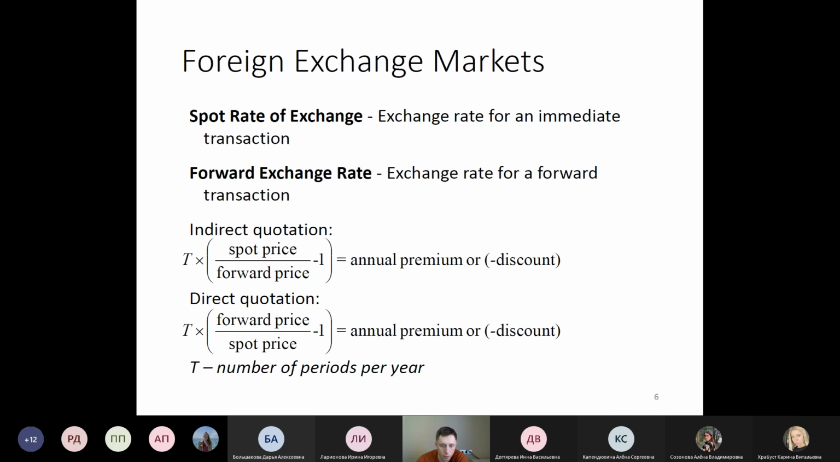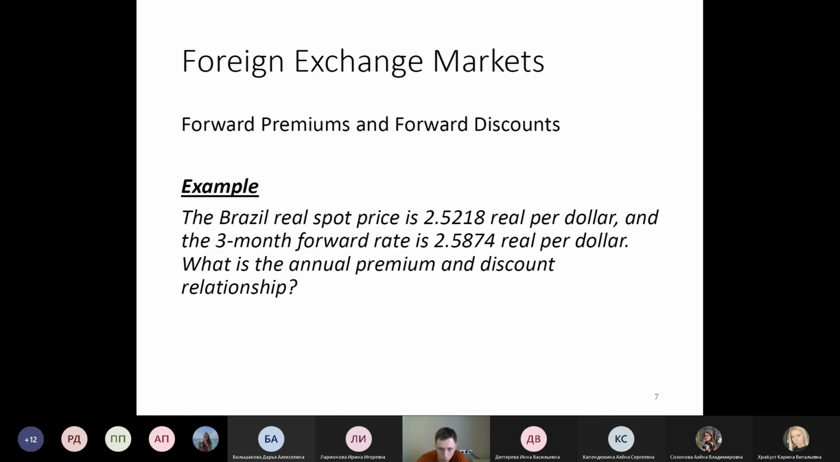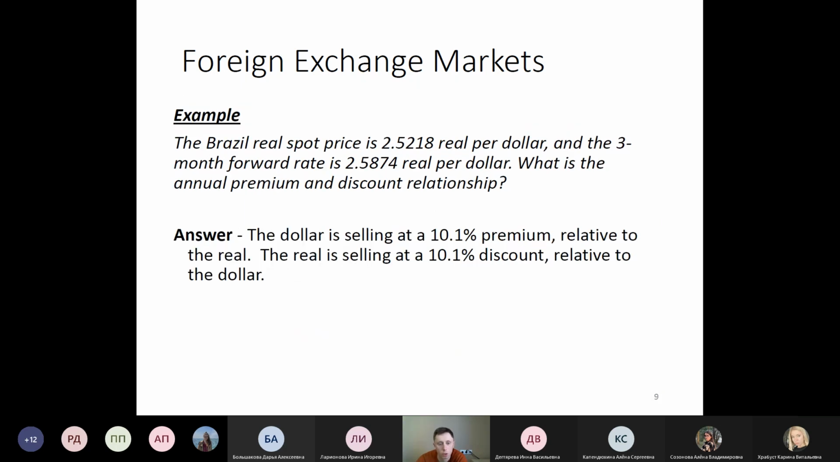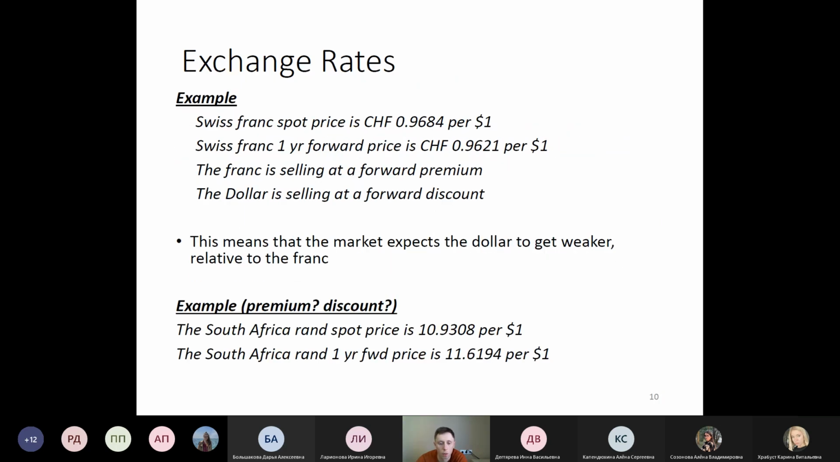Connection between the spot price and forward price of the currency, and this reflects the expectation of whether the currency is likely to appreciate or depreciate. The formulas for those are on the slide.